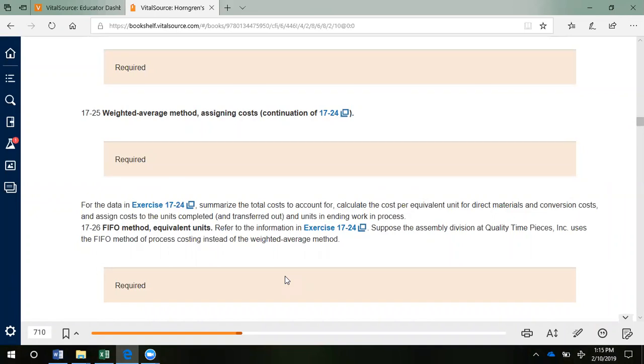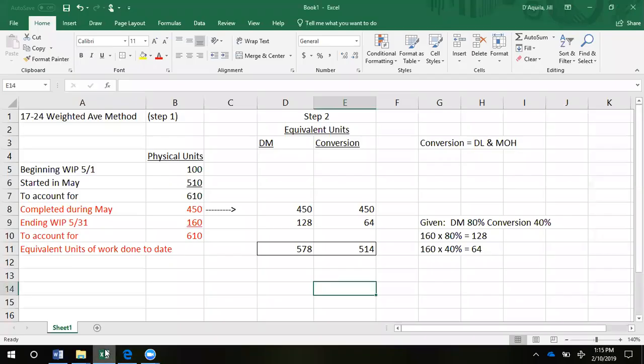Step 3 will be figuring out total units, total costs to account for. Step 4 will be a cost per equivalent unit. And step 5 will be assigning costs to those units that were completed and transferred and those units that are still in ending work in process. So let's go to our information here.